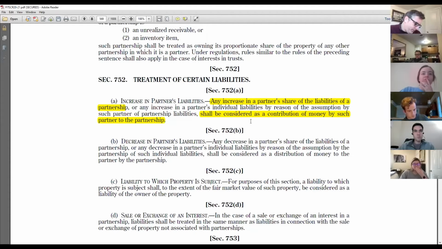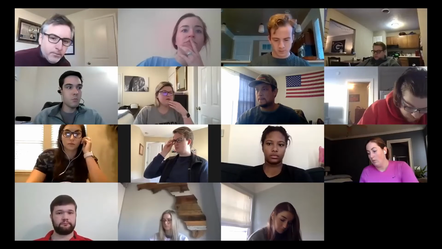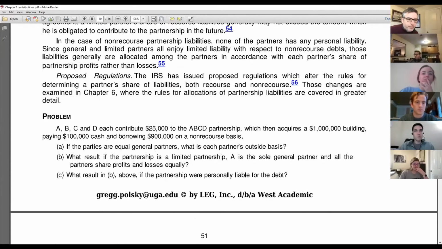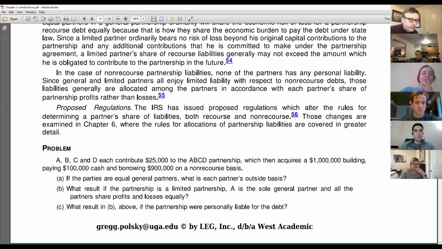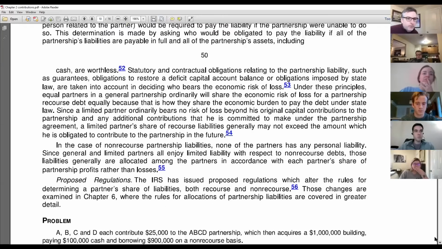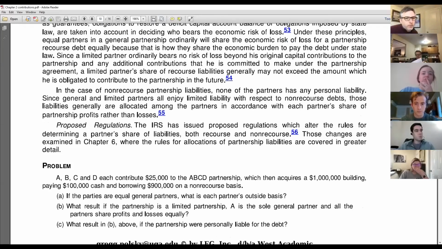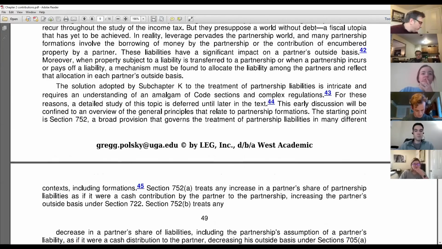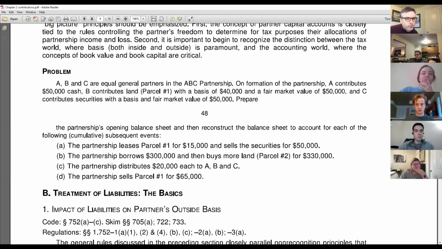So let's see how these rules work. We have a problem in the casebook. Let me find that problem now. So this is the problem on page... no, not 50. Problem on page 48, I believe. Yeah. So this problem on 48, we've got A, B, and C, and they're forming ABC partnership.